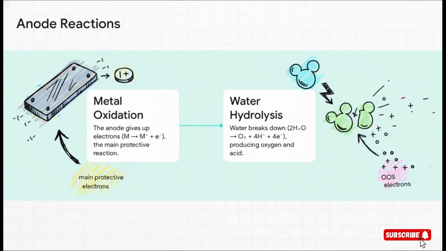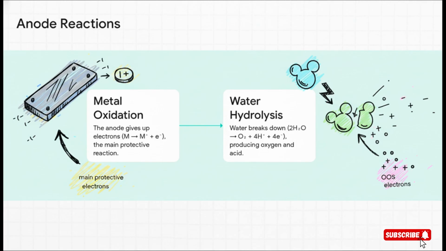Okay, so for this whole system to work, electrons have to come from somewhere. And they come from a chemical reaction happening at the anode. There are really two main ways this can go down. The first is metal oxidation. The equation, M becomes M plus an electron, just means the metal of the anode, M, is literally dissolving into a positive ion, M plus, to release that protective electron. This is what happens with our sacrificial galvanic anodes.